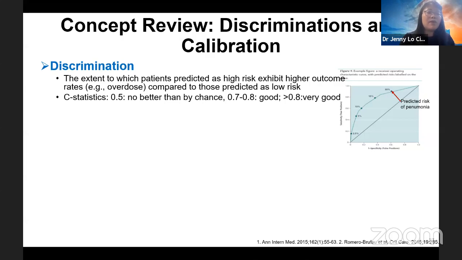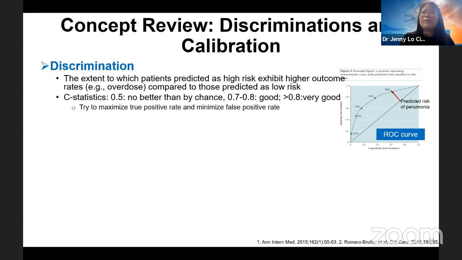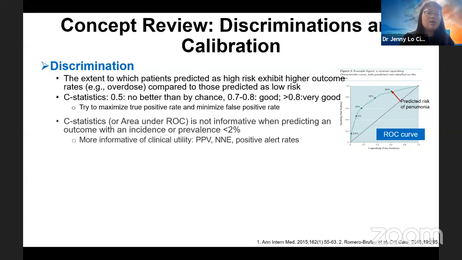0.5 means no better than just flipping a coin, no better than chance. The closer to 1, the better. Over 0.8 means very good. It's trying to maximize the true positive rate and minimize the false positive rate.